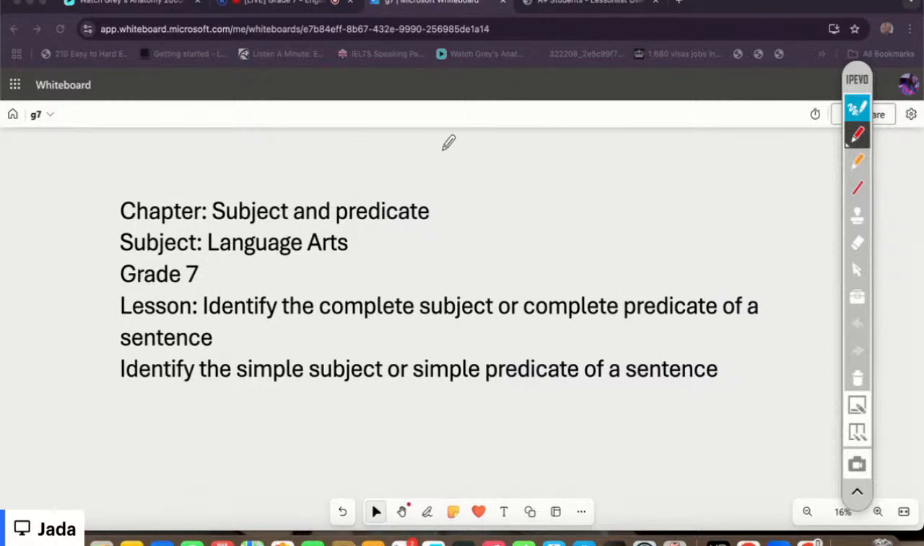Today our chapter will be subject and predicates. First you have to log in using aplusstudent.com. You click on your name, you move on to language at the grade 7. The lesson will be identify the complete subject or complete predicate of a sentence. Identify the simple subject or simple predicate of a sentence.